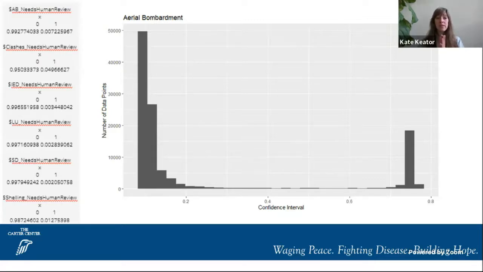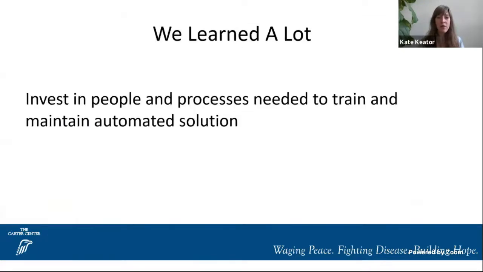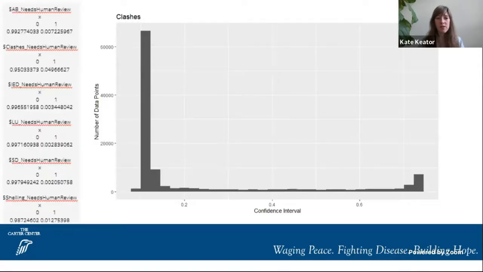And we like to see that nice big spread of confidence in this other graphic. It's either really confident that it's not this incident type or really confident that it is, and not unsure in the middle. So lack of uncertainty is really great to see. You can see here for clashes, excuse me, that it's a little uncertain.